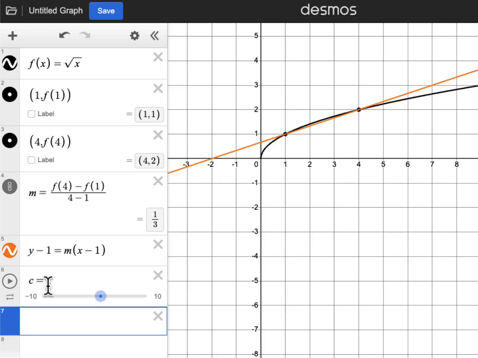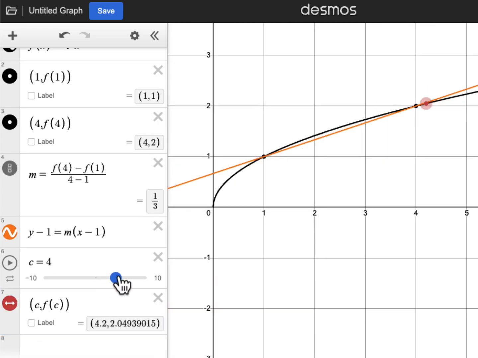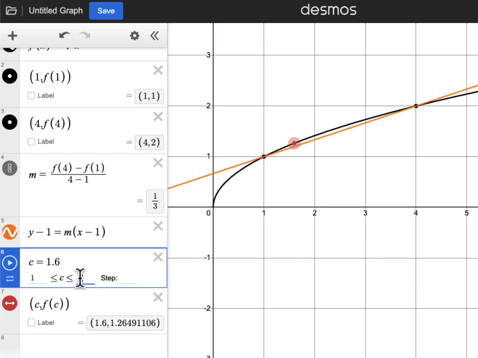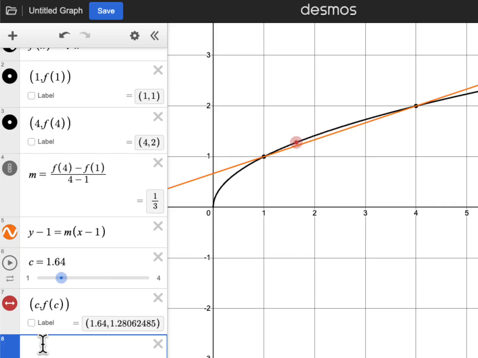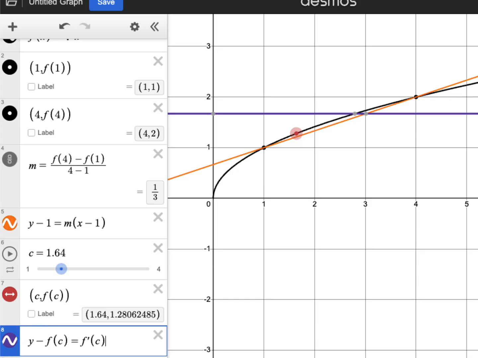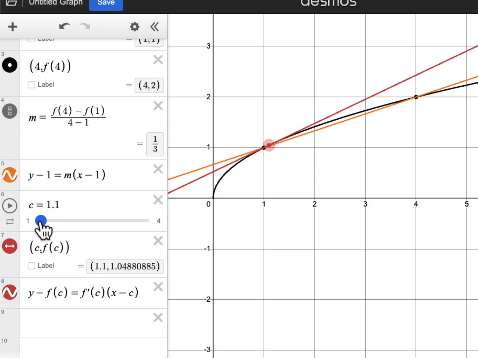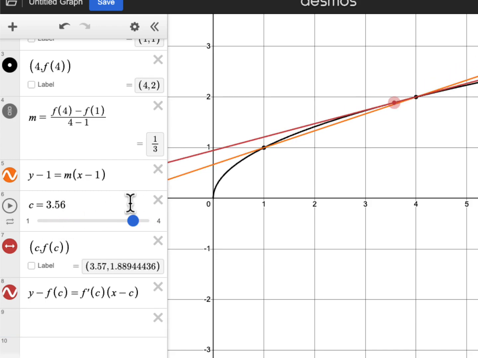Let's create a slider for c, and now let's graph a point at c, comma, f of c that I can move around using my slider. Restrict c between 1 and 4, and let's graph the tangent line. y minus f of c, which is the y-coordinate of the red point, is equal to, and then we can just type in f prime of c, that will be the slope of the tangent line, times x minus c. And now we have a red tangent line. And as you vary c, you can see how the slope of that red tangent line changes.